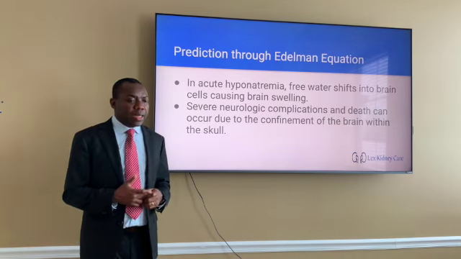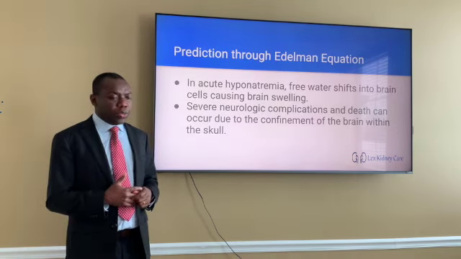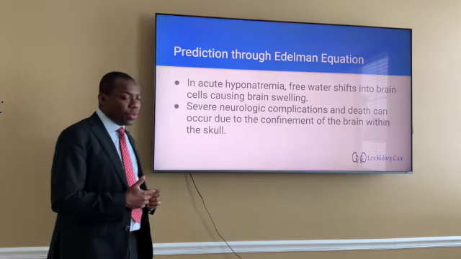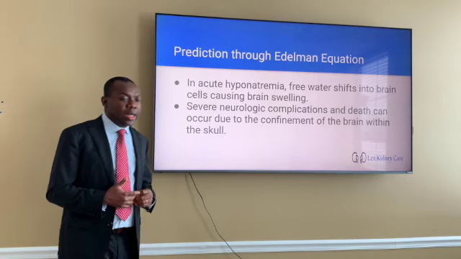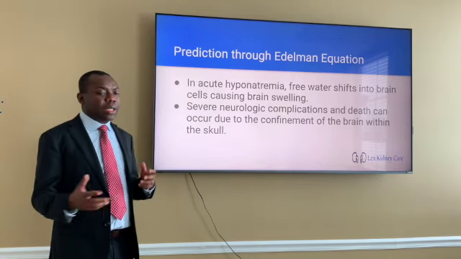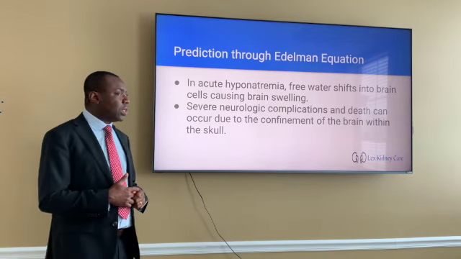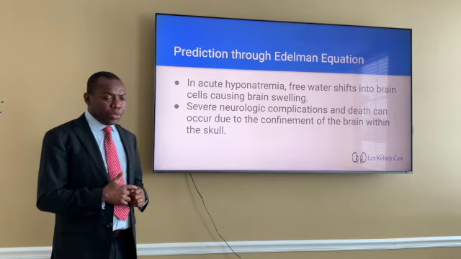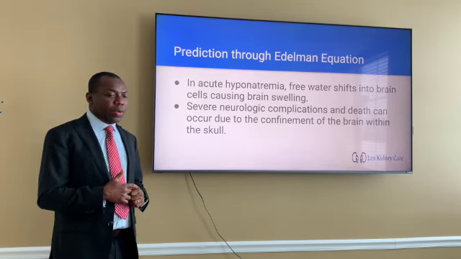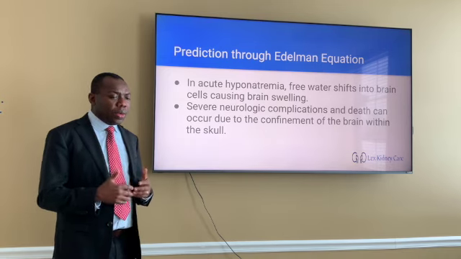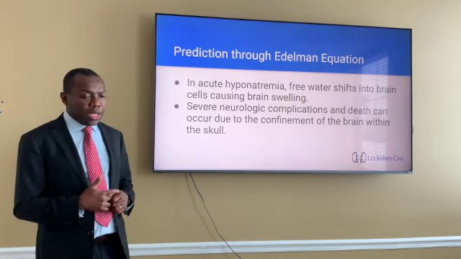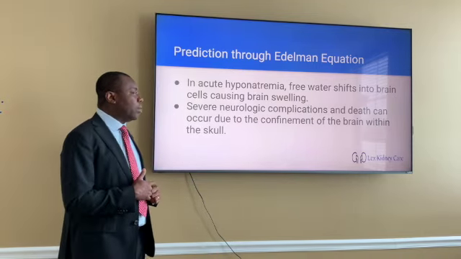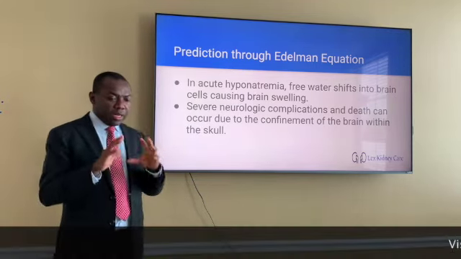Now, what are the predictions through Edelman's equation? The equation will help you in acute hyponatremia. It also helps you determine the free water shift within the brain cell causing brain swelling. So these are very important numbers you want to look at. And also, it helps you with neurologic complications and even death, due to confinement of the brain within the skull.